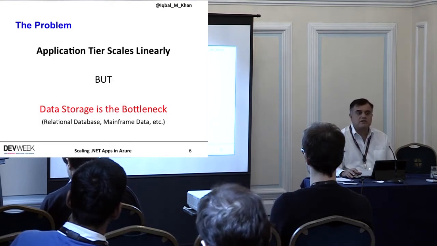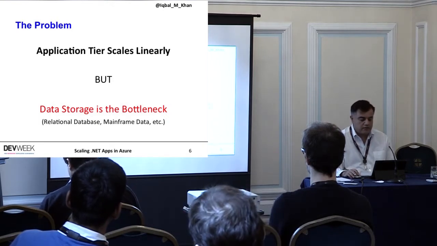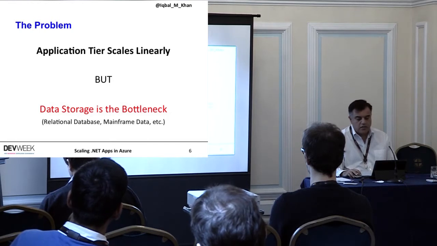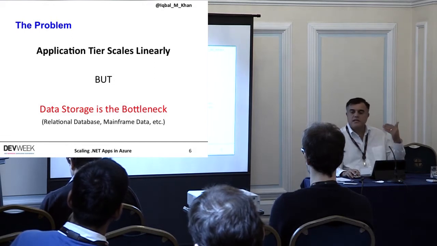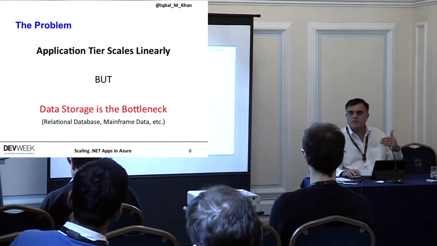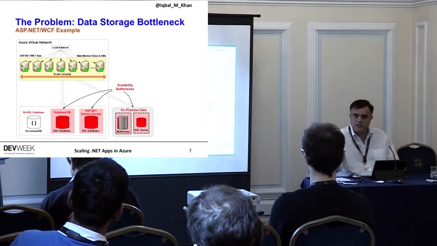You don't have linear scalability because if you go back to this diagram, you're going to add more and more servers to your application tier, but you'll see this decreasing curve. Why? Because the back end, the data storage, is not able to handle it. So it's becoming slower and slower and slower until it crashes.